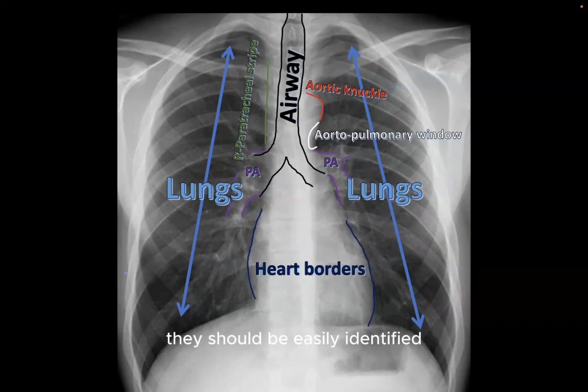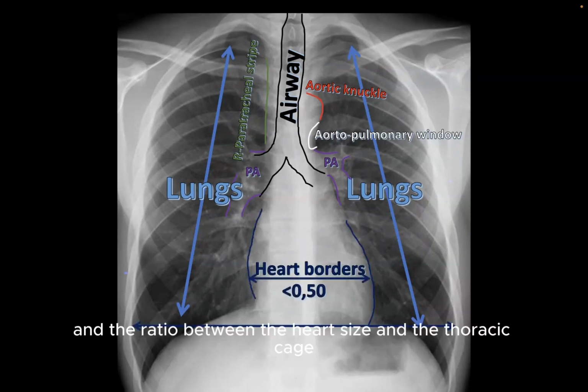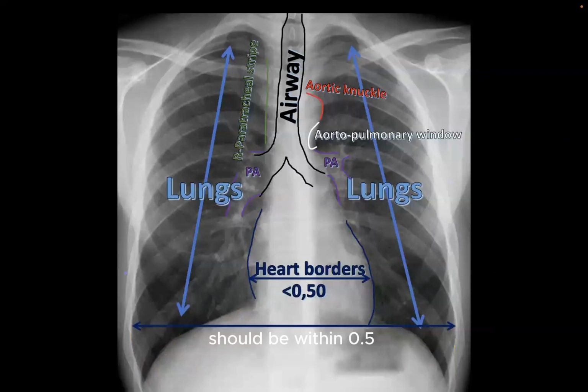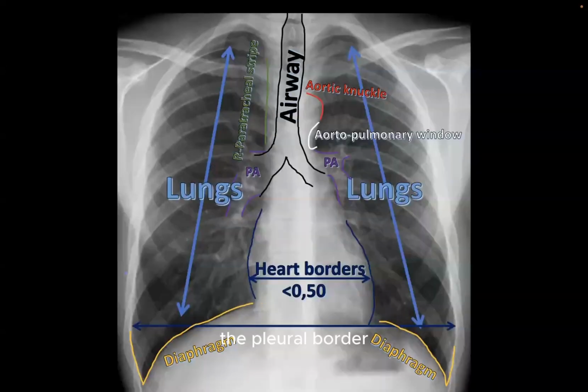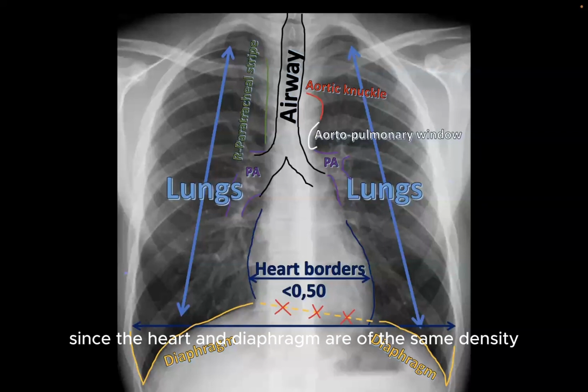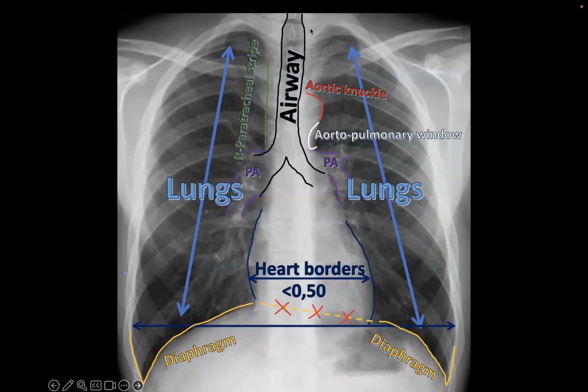They should be easily identified, and the ratio between the heart size and thoracic cage should be within 0.5. The diaphragm should be seen as a clear line with acute angles on both sides. An obtuse angle would indicate pleural effusion. The pleural border should never be seen across the thoracic cage since the heart and diaphragm are of the same density. A lucent line between those two structures is caused by air in the mediastinum. This is also known as pneumomediastinum.